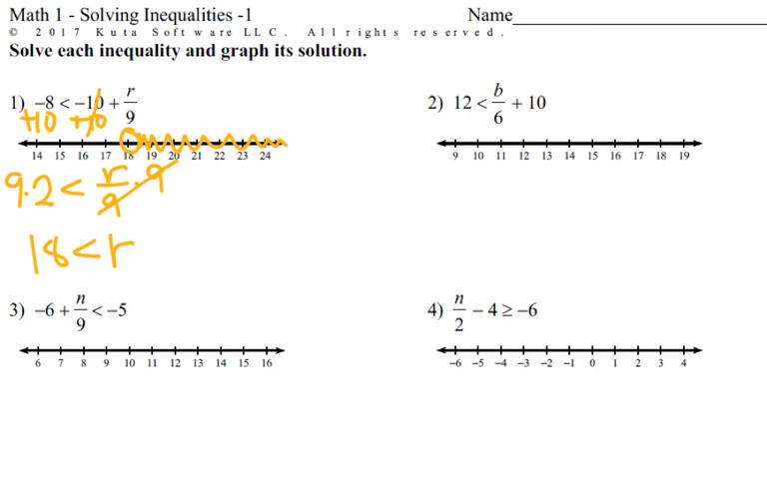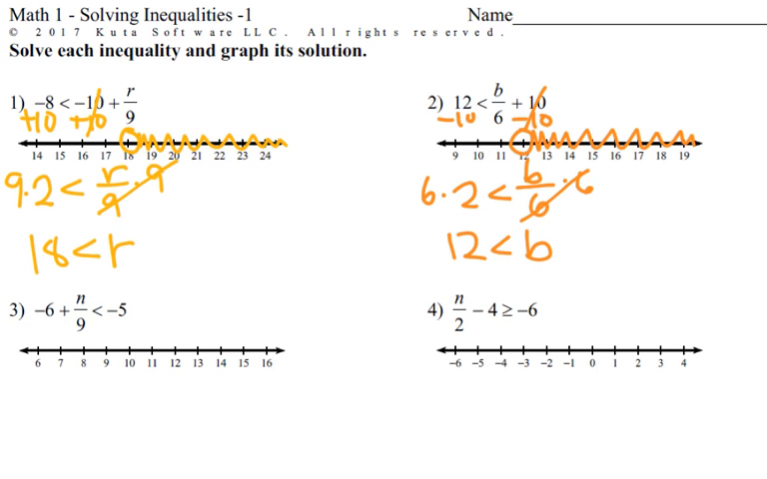Okay, now number 2. So a plus 10, so first thing we do is subtract 10 to both sides. 12 minus 10 is 2, is less than, that becomes 0. b divided by 6. So I times both sides by 6, giving me 12 is less than. That cancels out and becomes just b. So 12, hollow circle again because there's no equal to. And b is bigger than 12, so we shade to the right.